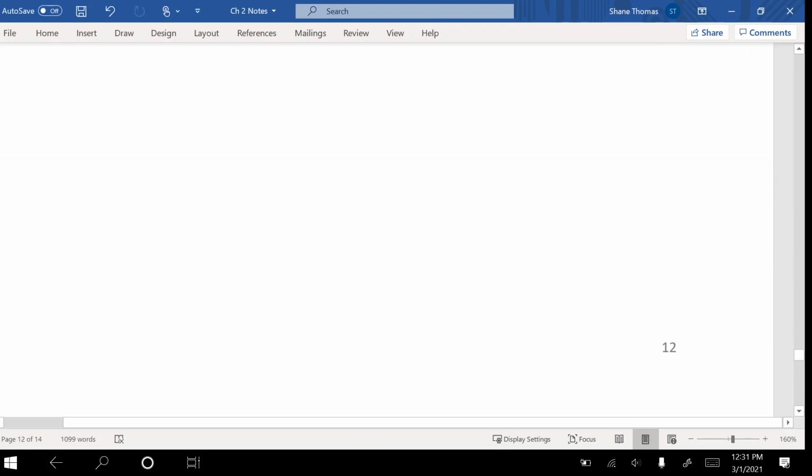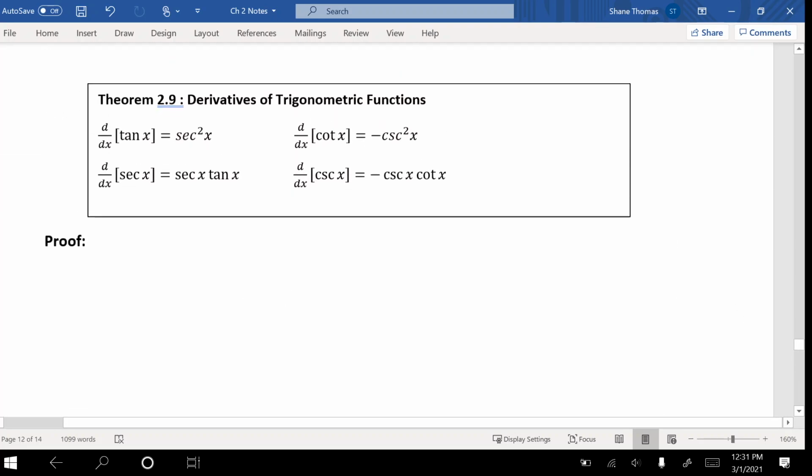Let's do this proof real quick. So remember, here are the derivatives of trig functions. The derivative of tangent is going to be secant squared of x. The first couple were easy: sine, cosine, sine was cosine, cosine was negative sine. Those ones are pretty easy. The rest of them aren't quite as easy. So tangent of x, derivative is the secant squared of x. Cotangent, negative cosecant squared of x.